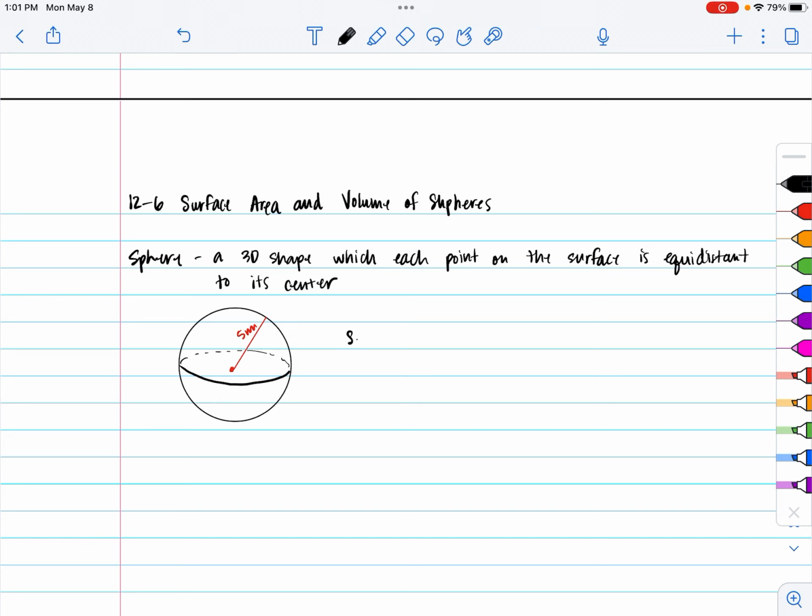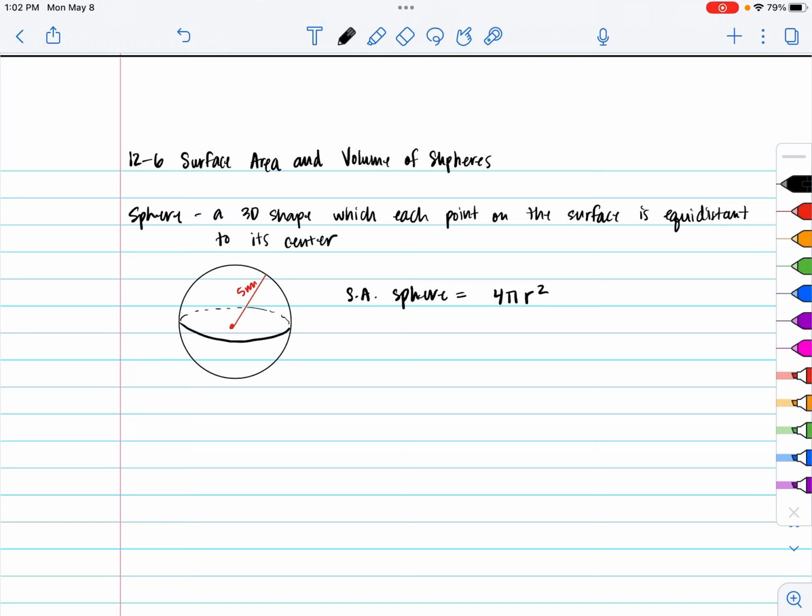So the surface area of a sphere follows this equation. It is surface area is equal to 4 times pi times radius squared. Okay.